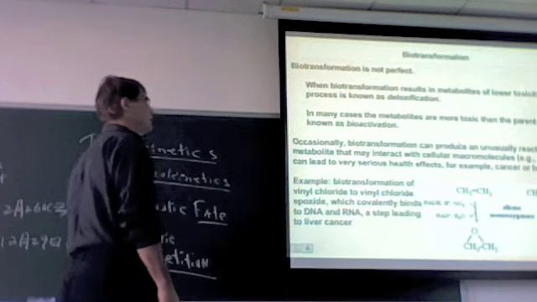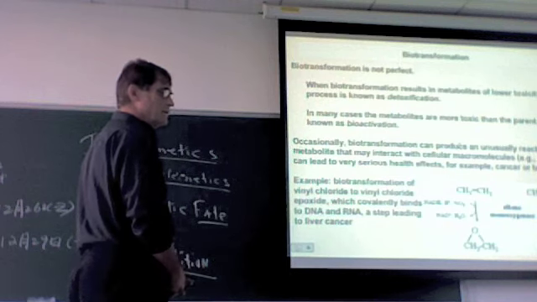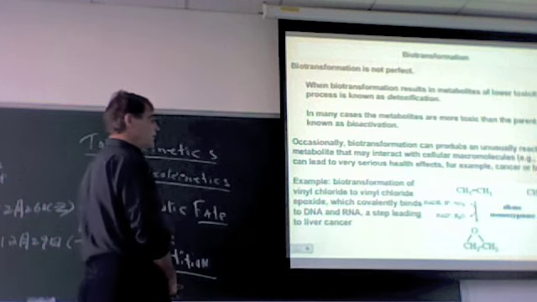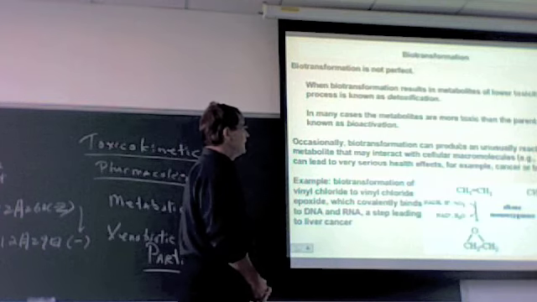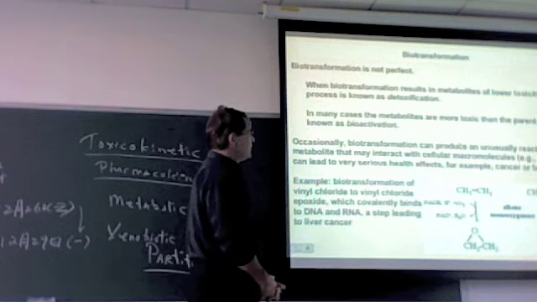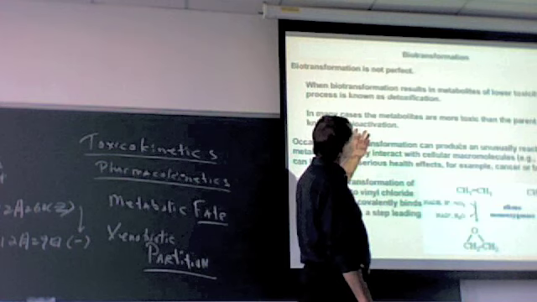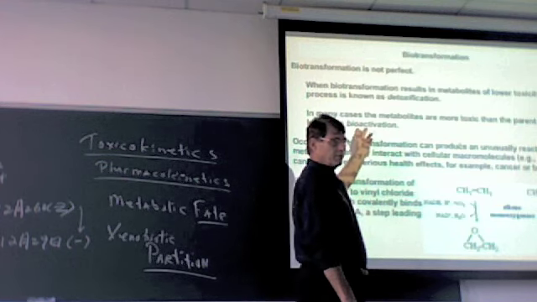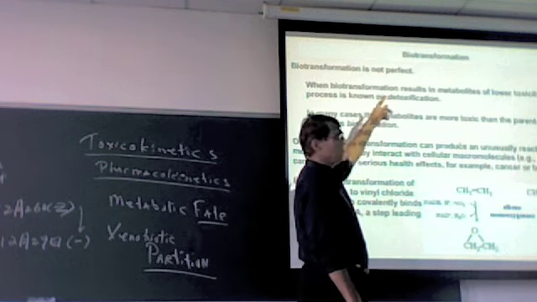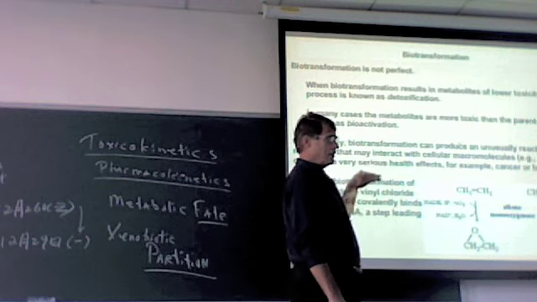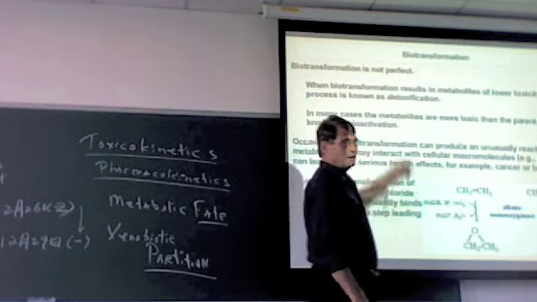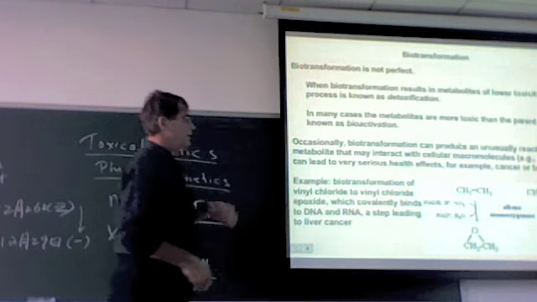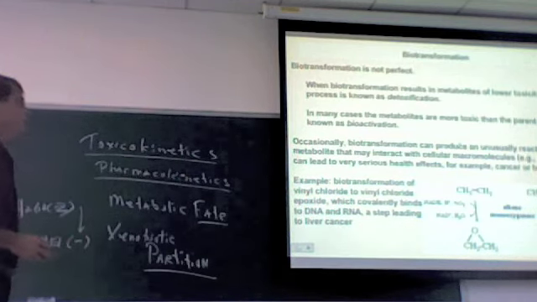So it's not a perfect system. Sometimes it gets tricked into making things more toxic when it's trying to make things less toxic. So this is bioactivation. In fact, biotransformation can do two things: make things less toxic or make things more toxic. Making things less toxic is detoxification. Making things more toxic is bioactivation.